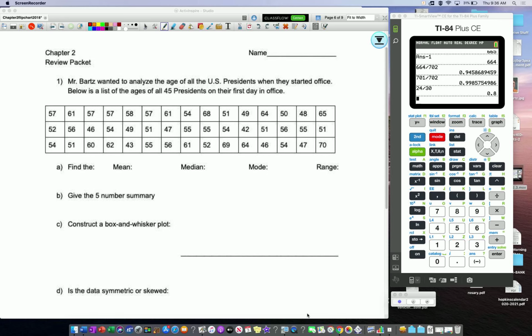So, in number 1 here, it says Mr. Bartz wants to analyze the age of all the U.S. presidents when they started office. Below is a list of the ages of all 45 presidents on their first day in office. This is actually legit data, just to let you know.